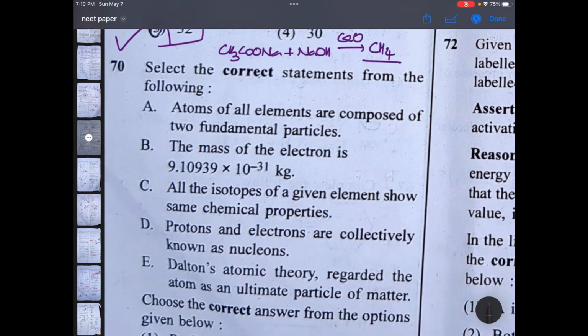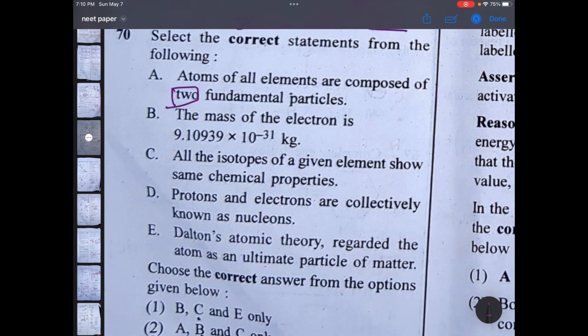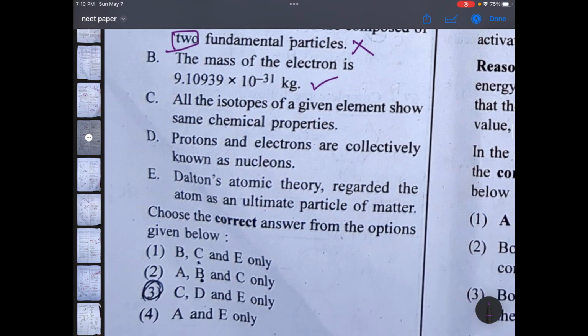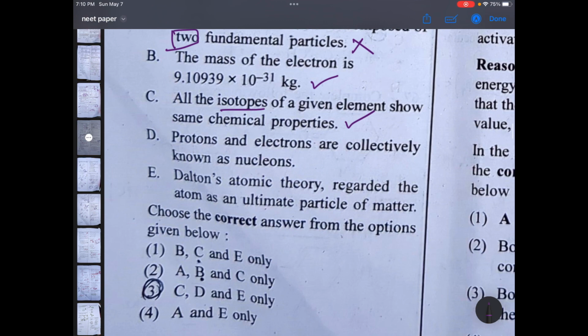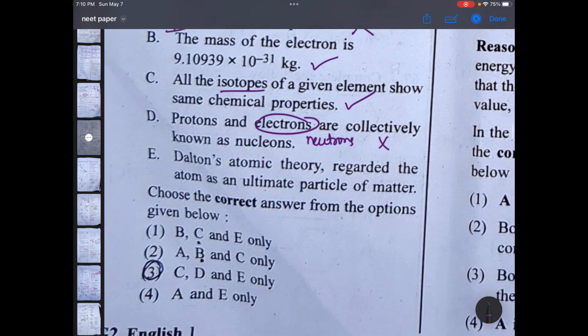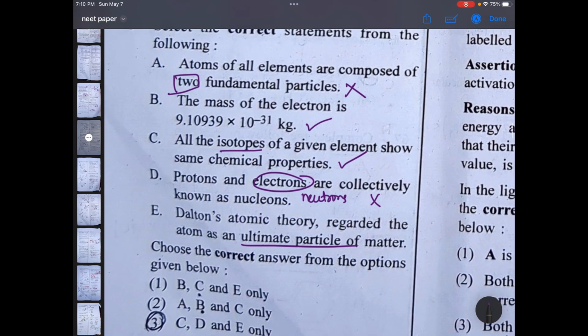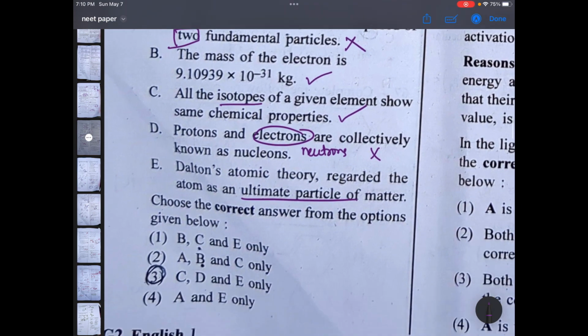Select the correct statements from the following. Atoms of all elements are composed of 2 fundamental particles, not 2, 3 fundamental particles: electrons, protons, neutrons. So A is wrong. The mass of the electron is right, 9.1 times 10 to the power minus 31 kg. All the isotopes of given elements show same chemical properties because they depend on number of electrons. Isotopes will contain same number of electrons. Protons and electrons are collectively neutral. This is wrong. Protons and neutrons. So this statement is wrong. And Dalton's atomic theory regarded the atom as an element's ultimate particle. Yes. So here B correct, C correct, E correct.